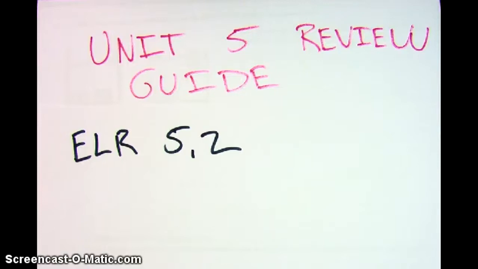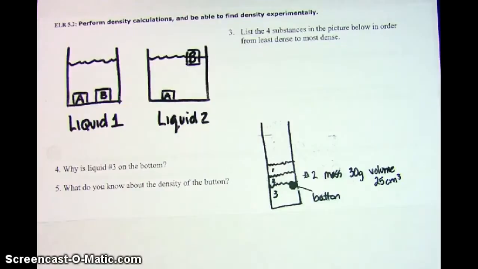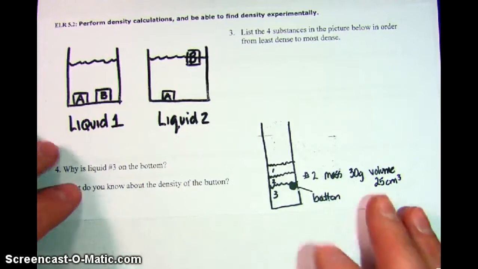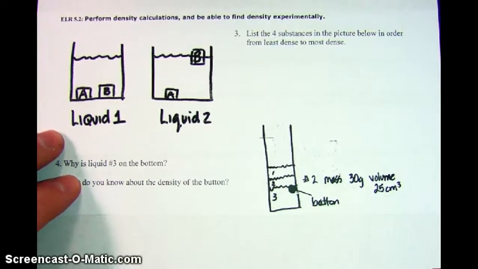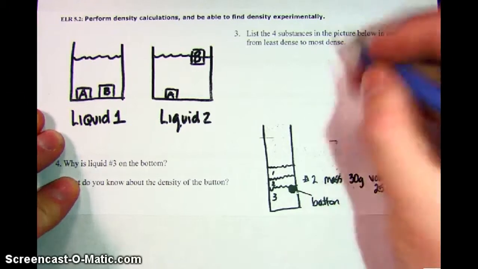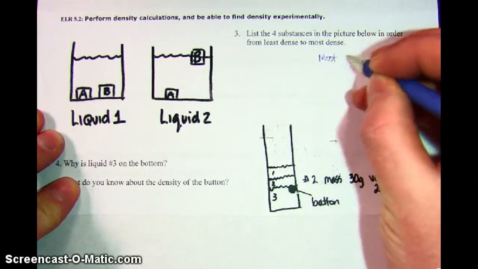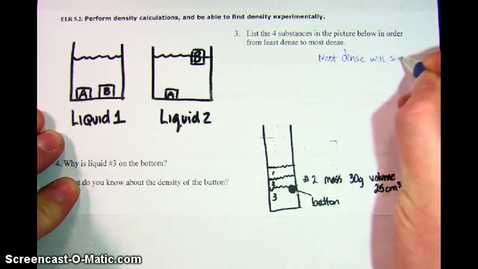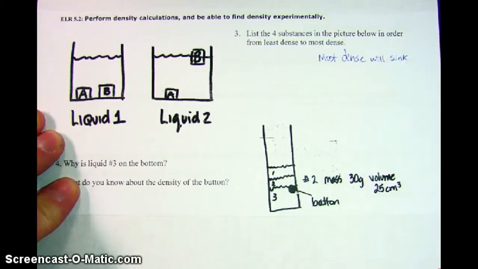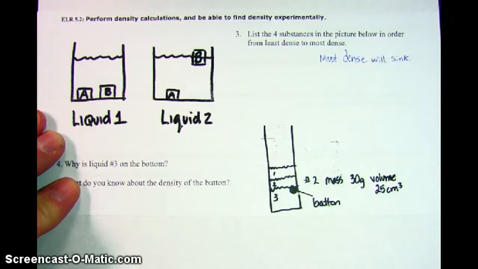This is the Unit 5 review guide for ELR 5.2. These are the questions for 5.2. The first one says, list the four substances in the picture below in order from least dense up to most dense. So the first thing that we have to realize is that the most dense things are going to sink. That's going to be the key to figuring this all out. So it's just going to be a matter of reasoning it all out.